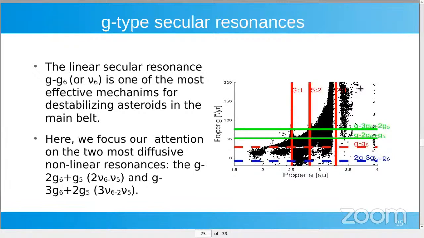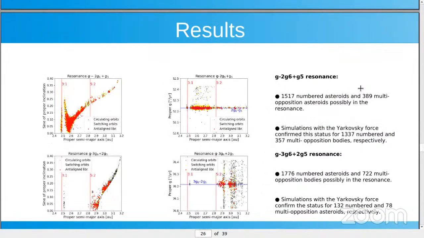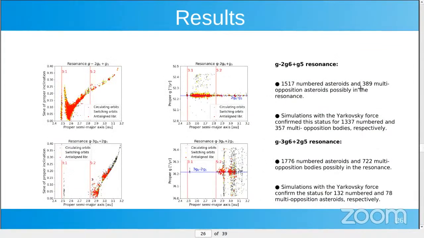There was work by Wiman et al. in 2018, which showed that these were actually the most diffusive g-type resonances, and so we focused our attention on these resonances. We applied the same method that we discussed for Nu-6 asteroids to the two resonances. For the g minus 2g6 plus g5, we identified more than 1,500 numbered asteroids and around 389 multi-opposition asteroids, which are possibly in the resonance.